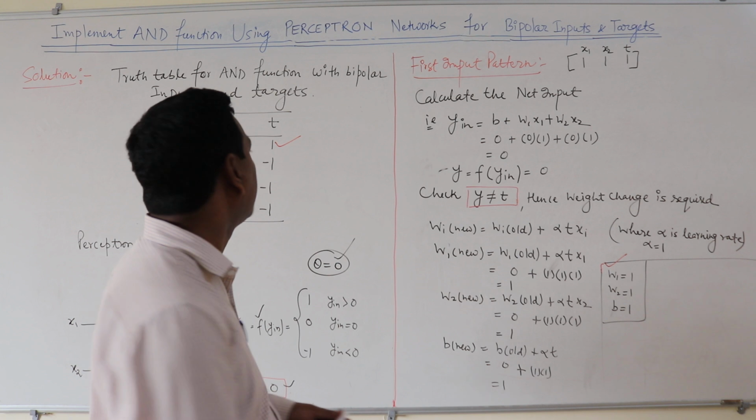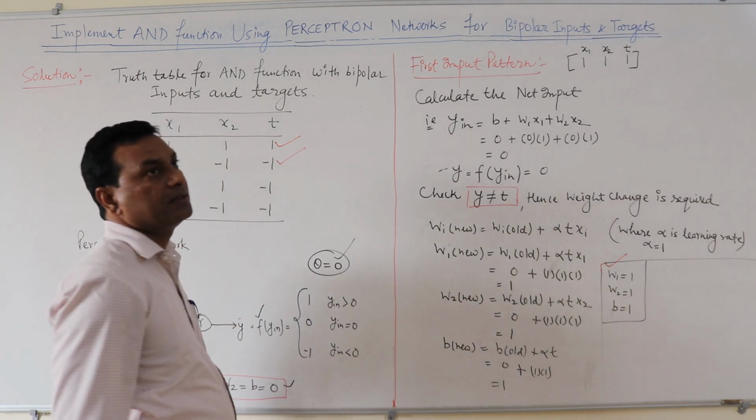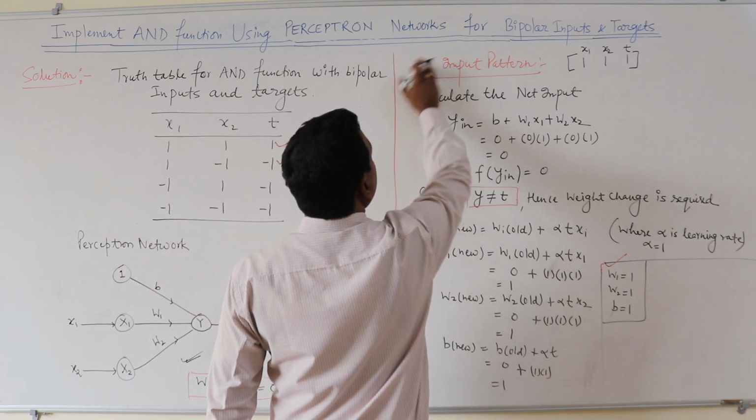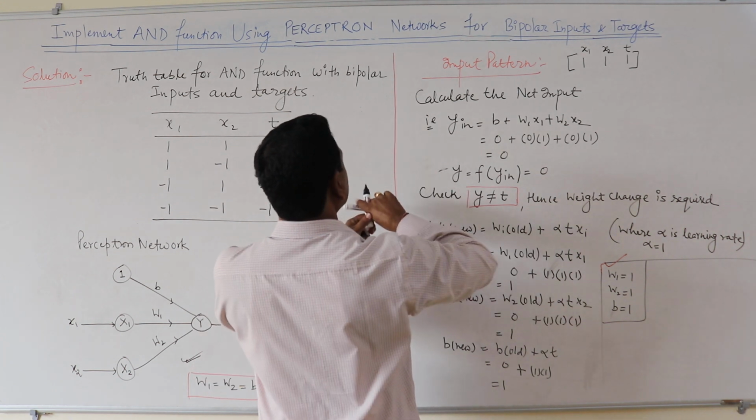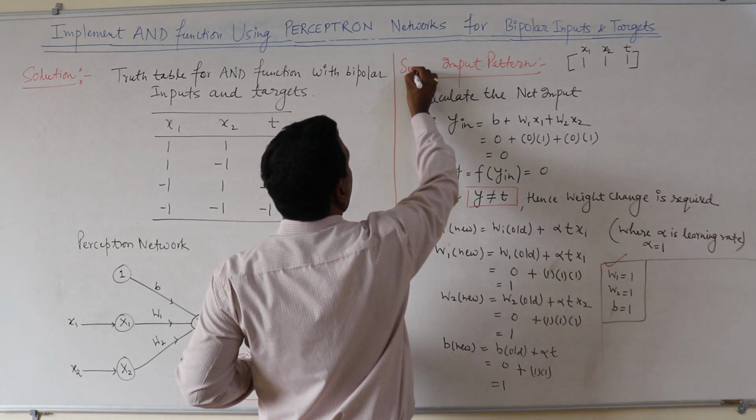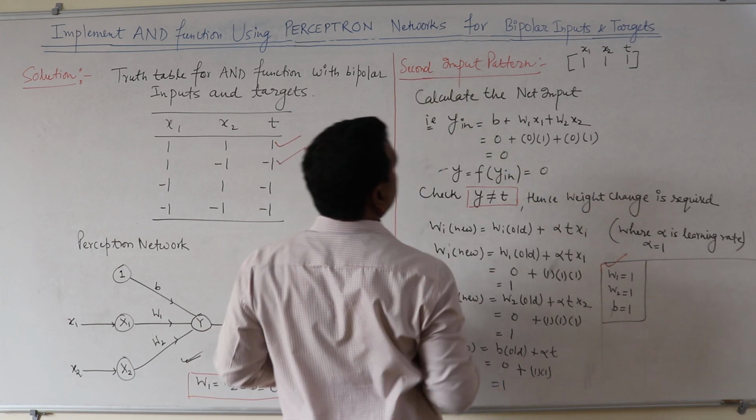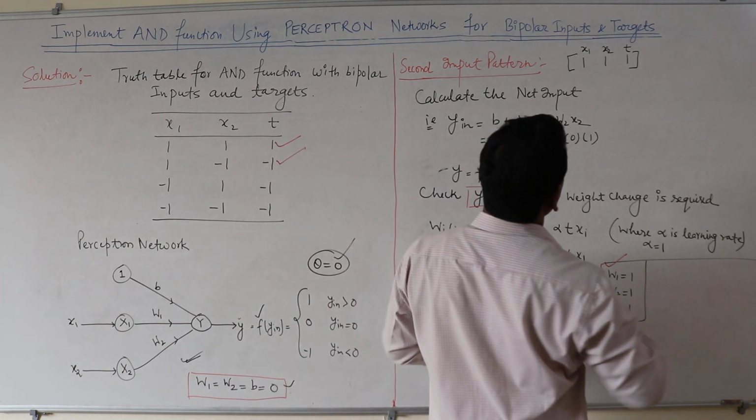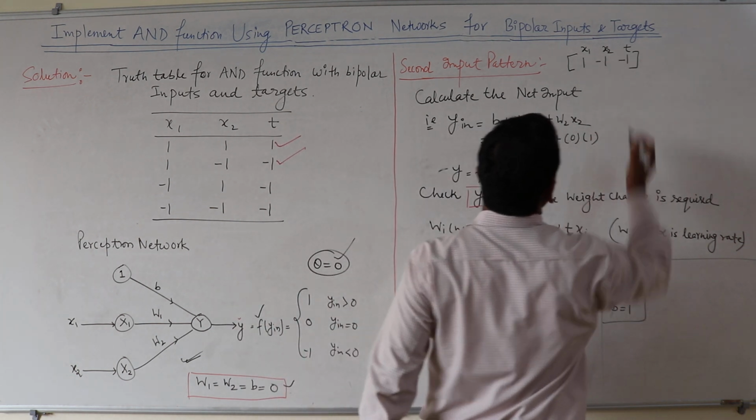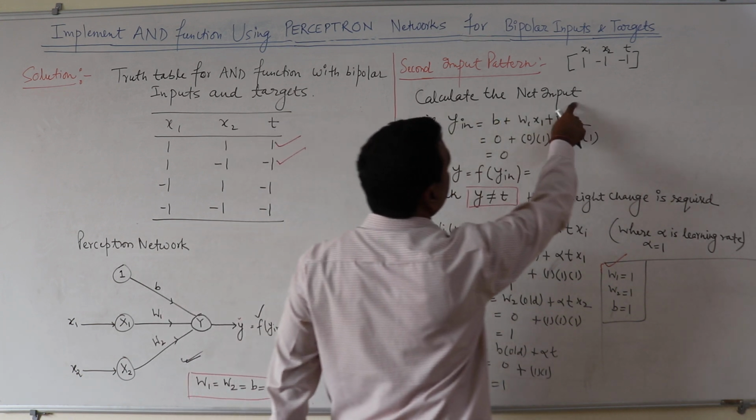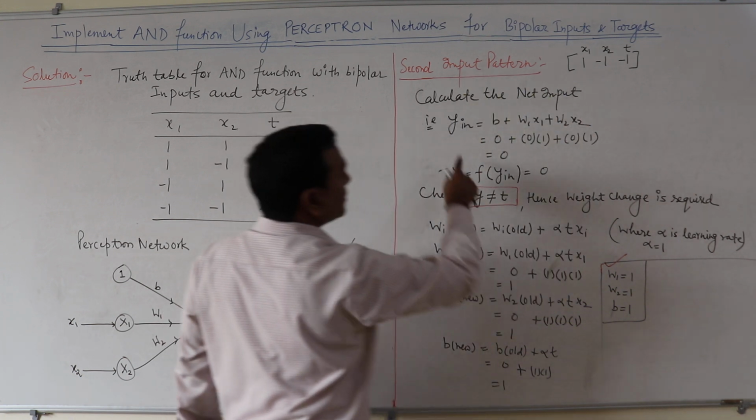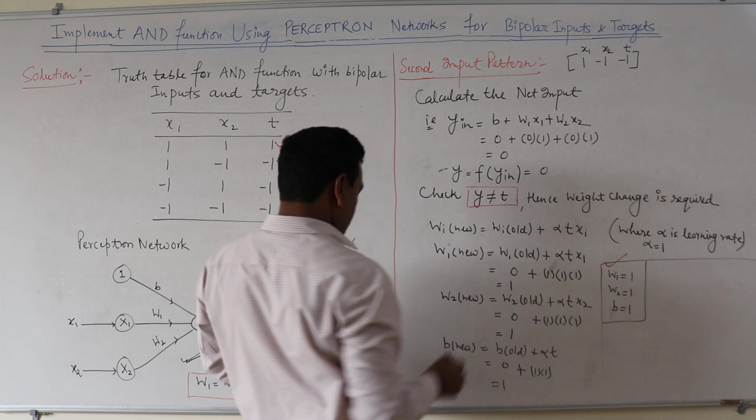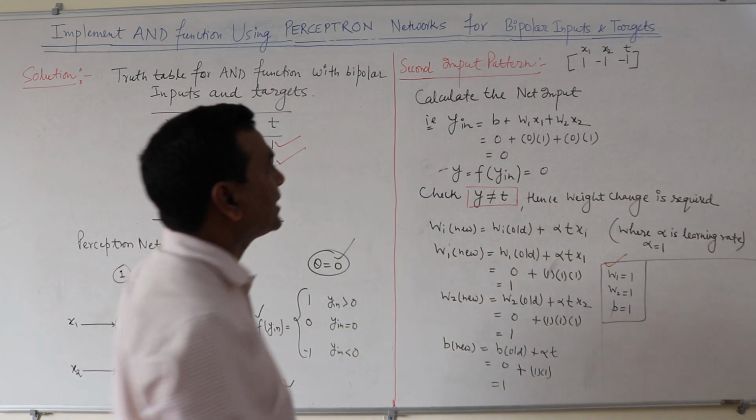Now we will submit the second input pattern. This is the second input pattern: 1, minus 1, minus 1. Now calculate the net input for this second input pattern. Y will be equal to B plus W1 x1 plus W2 x2.